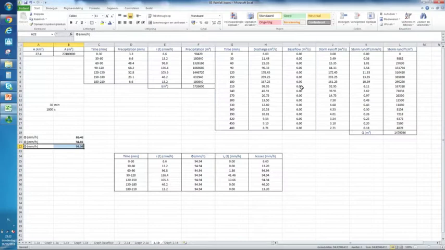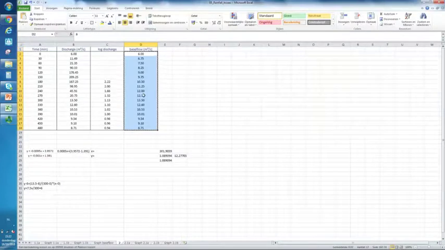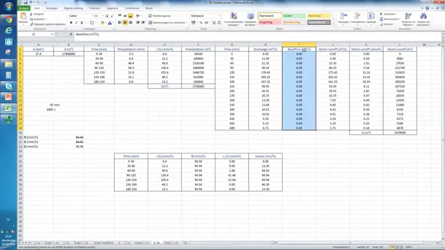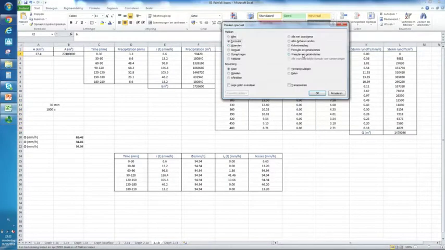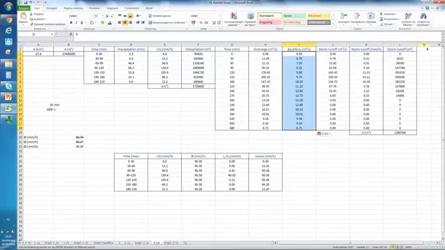And we can replace the base flow that was constant here by the base flow that we found by applying the straight line separation method. So we paste this and we get indeed again our storm runoff, which is much smaller.